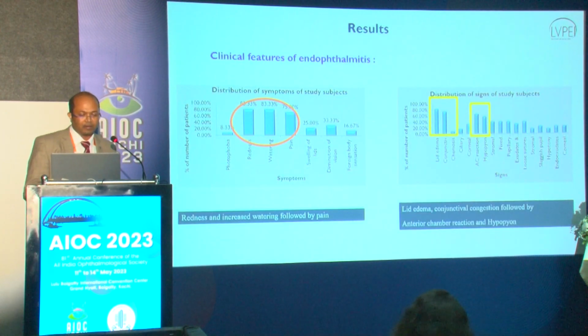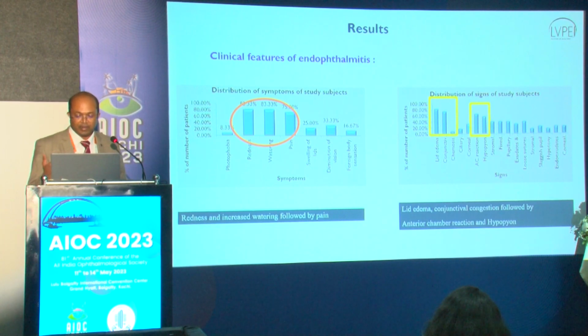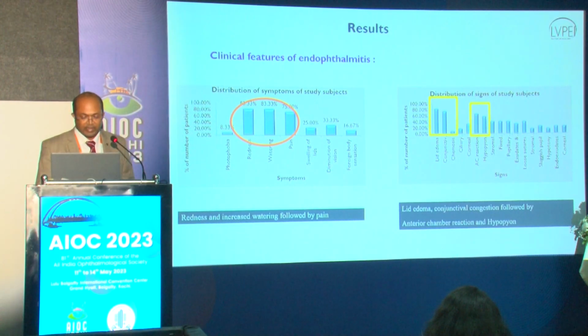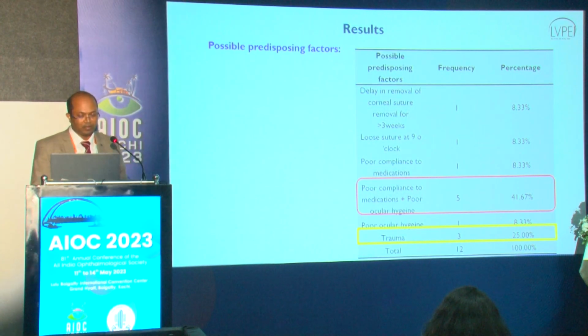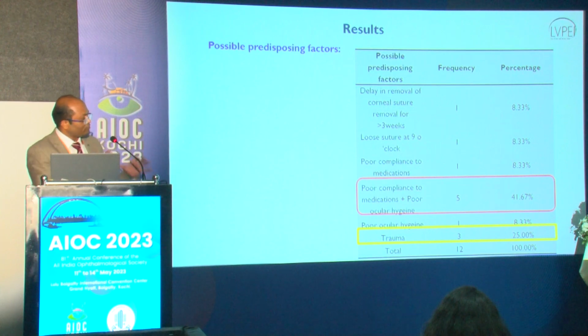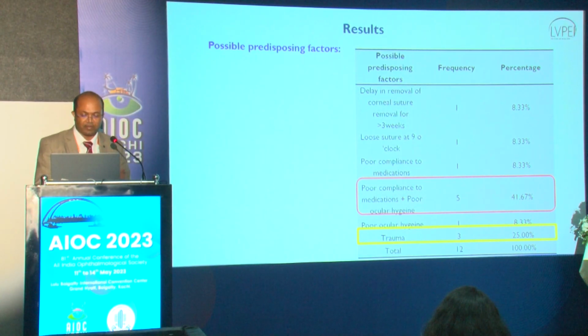If you look at the clinical features, redness and increased watering followed by pain are the most common presentation. Among the signs, lid edema, conjunctival congestion, and later anterior chamber reaction and hypopyon are the predominant signs they present with in clinic. What are the possible predisposing factors? This is quite interesting. The kind of setup we practice is full of children from the tribal population. So probably one of the commonest predisposing factors is poor compliance to medication plus poor ocular hygiene, followed by trauma.